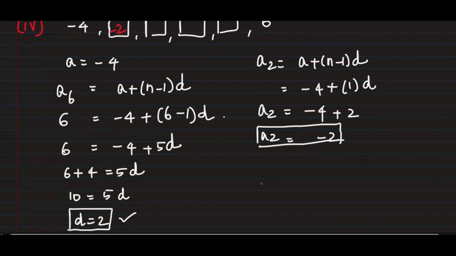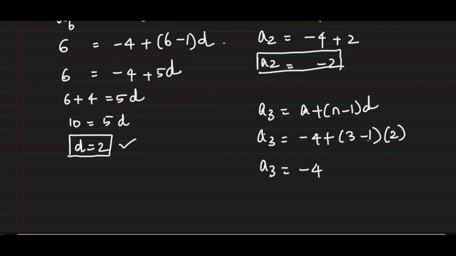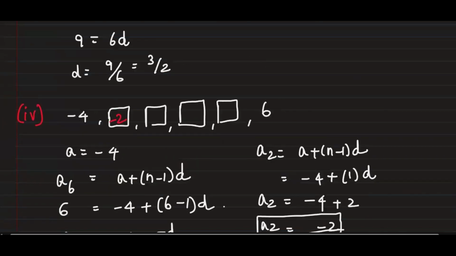Now next, we will have to find what is the third term now. A3 is equal to A plus n minus 1 into D. A value is actually negative 4. N value is 3. So 3 minus 1 into D value is 2. So A3 is equal to minus 4. 3 minus 1 is 2. 2 into 2 will become 4. So plus 4. Now this value is actually 0. Okay, so now value of A3 is 0. The third term value is 0.